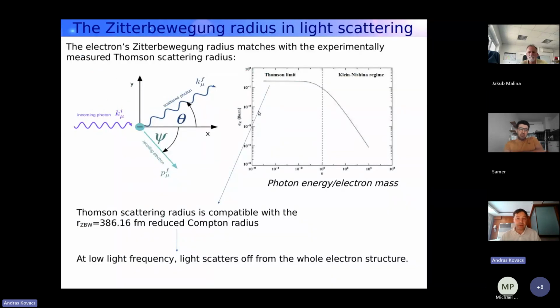And so this next slide is another check with experiment. The spherical electron charge we derived in the high frequency regime. If you look at the low frequency regime of the Thomson scattering, then experiments show that the Thomson scattering radius is the Compton radius. So again, our theory matches experiment, because at low frequency, light is scattering from this whole electron structure. It does not resolve the individual charge circle anymore.